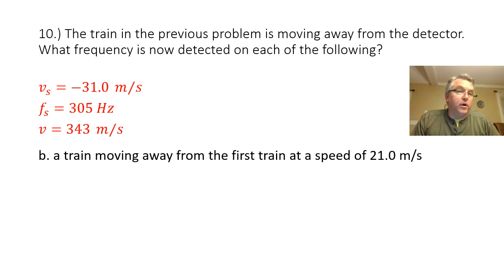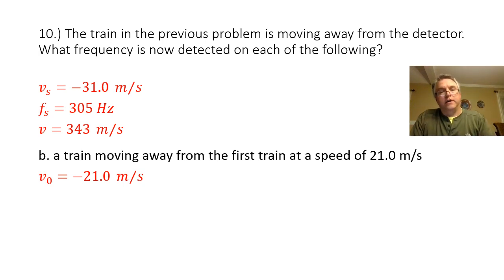And finally, part B of problem 10 asks us to find the observed frequency on a train or observer on a train moving away from the first train at a speed of 21 meters per second. So now the velocity of my observer is going to be negative 21 meters per second. And it is a negative because the observer is moving away from the source, which is the first train.